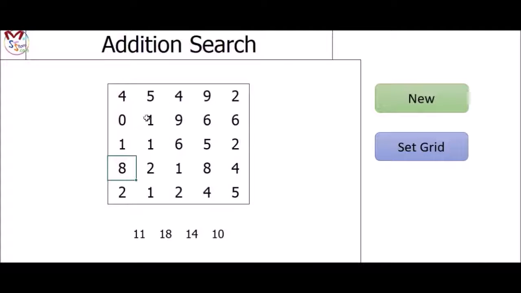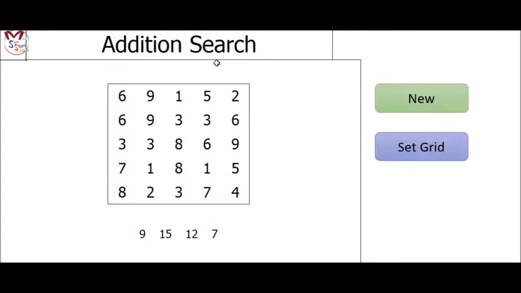Next one is 14, so we find 14 first. There's a 14 here, but there's a 14 here. But 8 plus 6 is 14. And then we find 10. There's a 10 here, but 6 plus 9 is not equal to 10. There's another 10 here. 4 plus 1 is not equal to 10. But there's another 10 here, and 2 plus 8 equals 10. So 2 plus 8 equals 10.